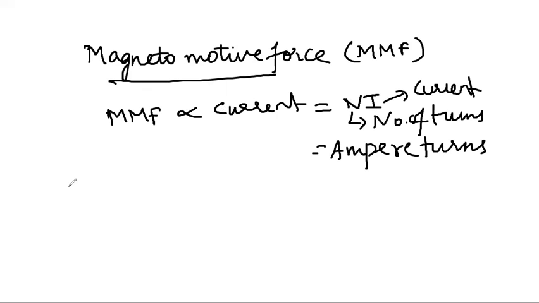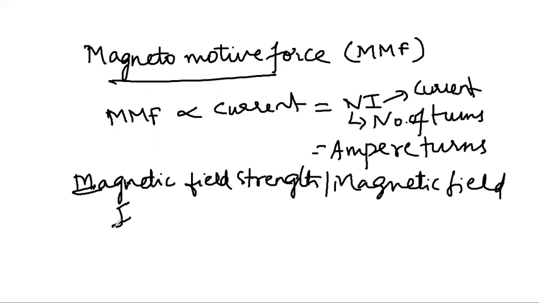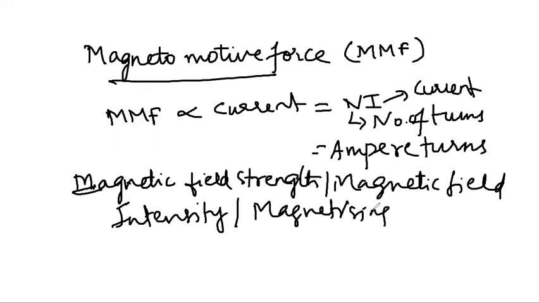Next parameter we have magnetic field strength or magnetic field intensity or magnetizing force, and usually denoted by H.